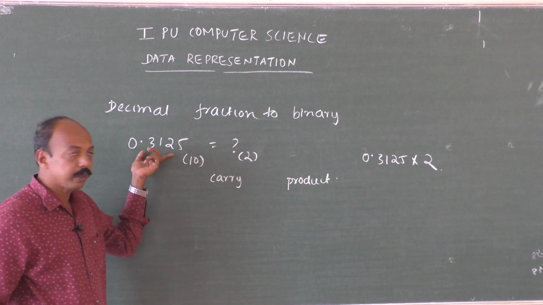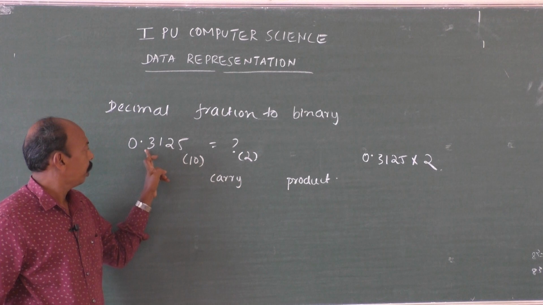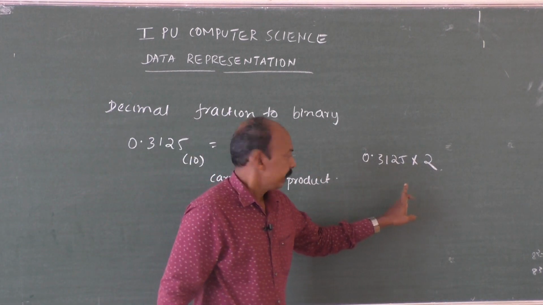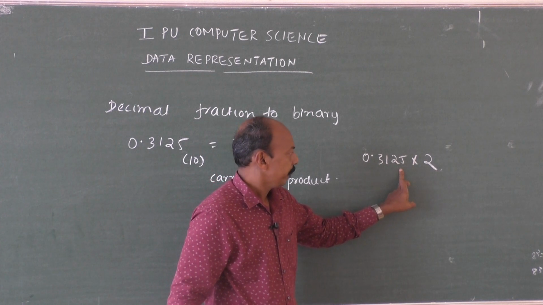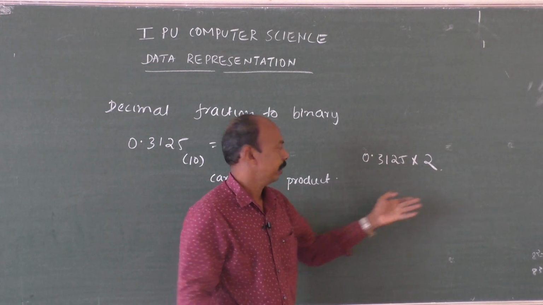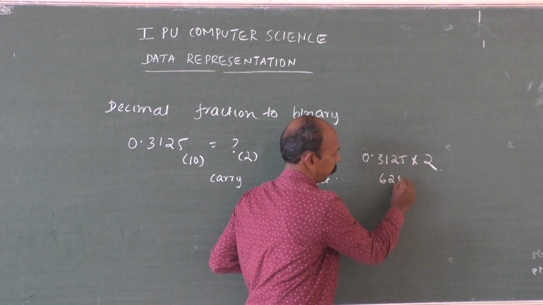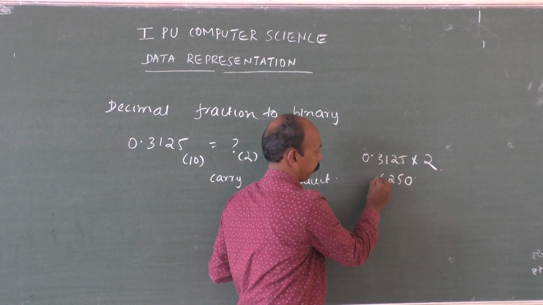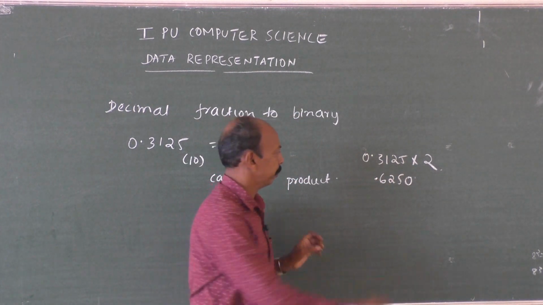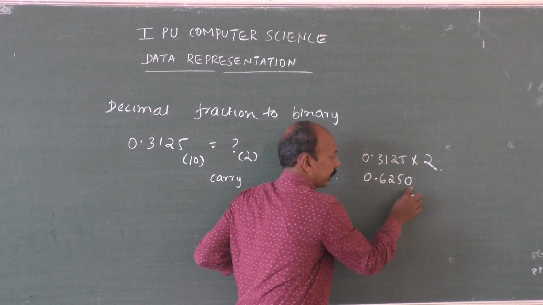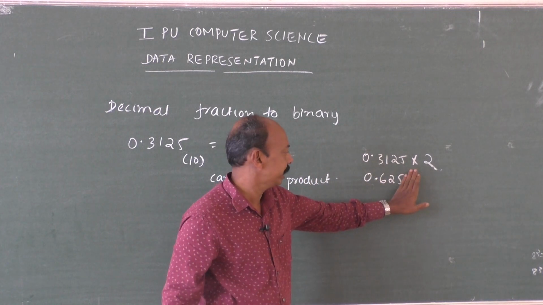The number that is given to us is 0.3125. So 0.3125 into 2, double the number. What we will get? 6250, right? Multiplying by 2. So 0.6250. Even if you don't write this 0, it's okay.